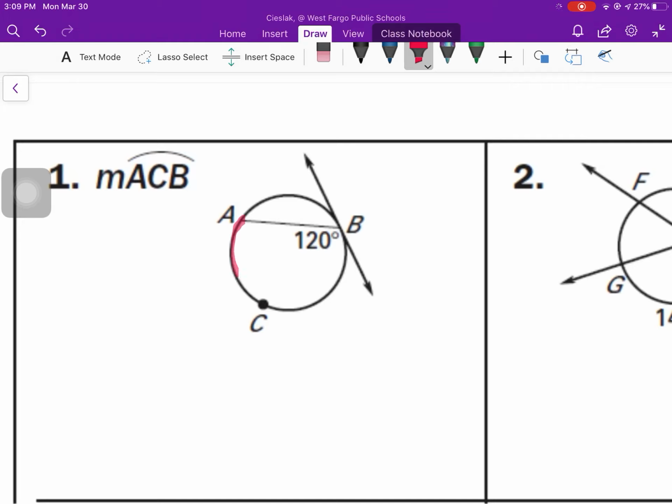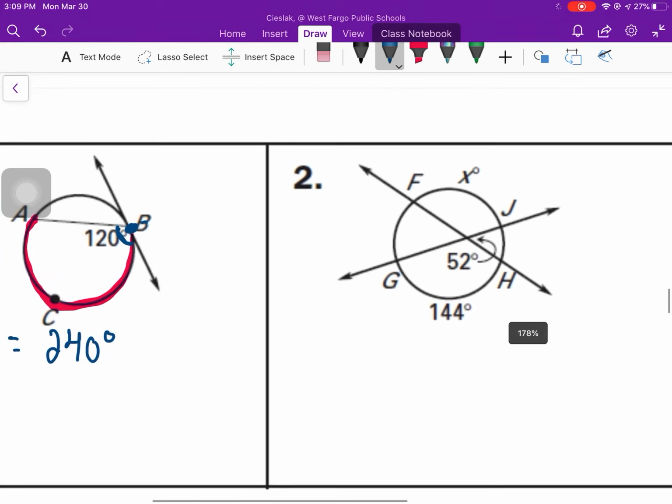Okay, measure of arc ACB. So A to C to B, right there. That is opposite that angle. So all I have to do is take 2 times 120. Notice that the vertex is out there. Okay, it's like an inscribed angle. So 2 times 120 gives me 240 degrees.